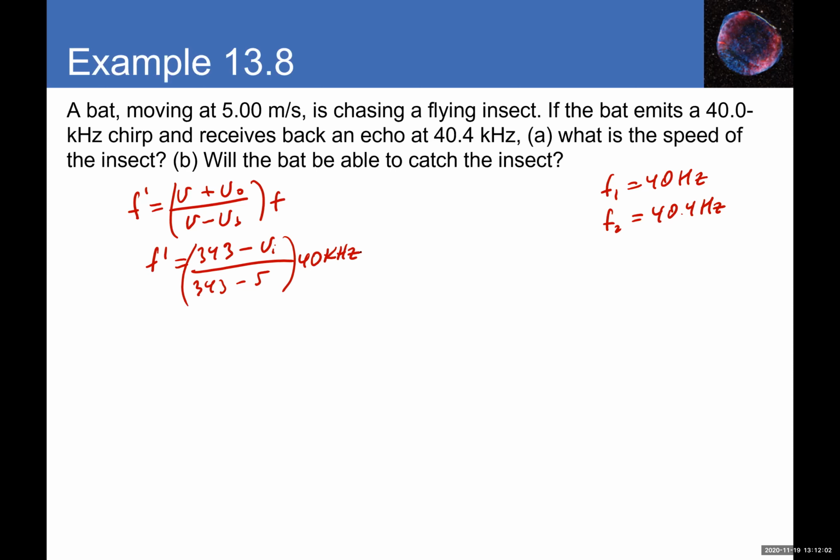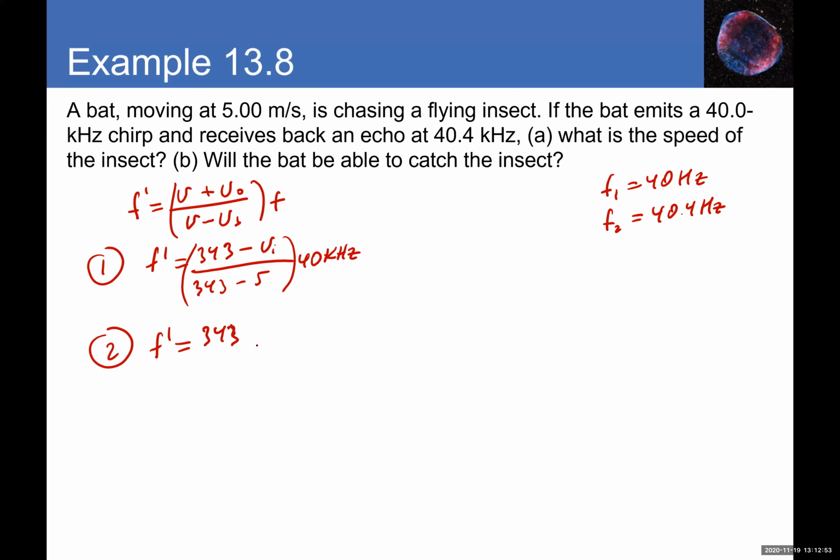This is basically because the bat is moving toward the insect, right? So its speed is positive. All right, let's leave it like this. And then we're going to talk about the wave reflected by the insect. In this case, the bat is the observer, the bat is receiving that. So then I can say f prime equals 300. Let's call this equation 1. Let's call this equation 2.